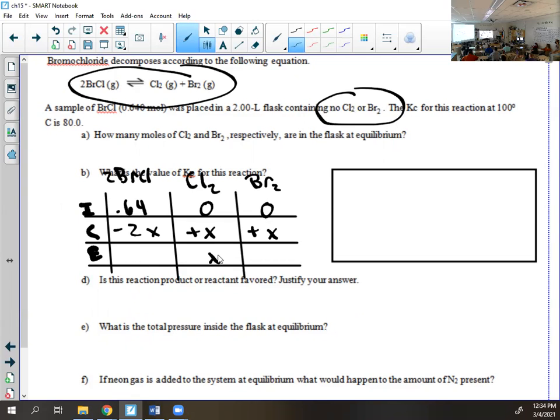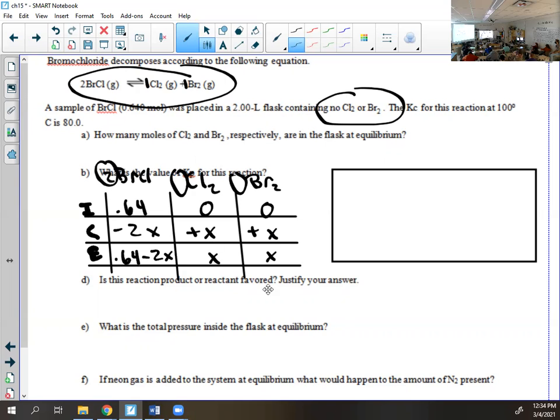Okay, now at equilibrium, then I do know some things. I know this is equal to x, this is equal to x, and this is equal to 0.64 minus 2x. You with me so far? I don't know the change, so I just made it x. It could be a, could be whatever. And it's 2 of them because there's a 2 in front of this, and it's only a 1 because there's a 1 and a 1. Now they weren't written, but they would be there. Okay, so far sort of all right?